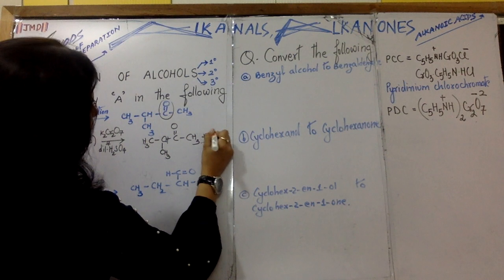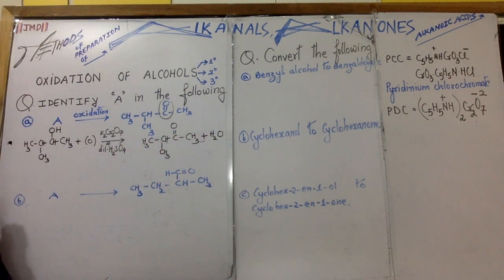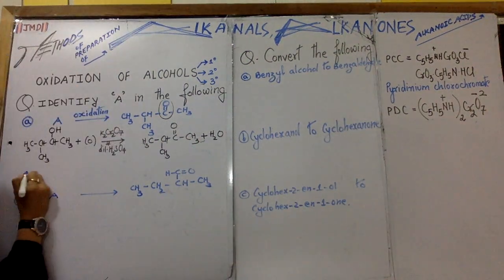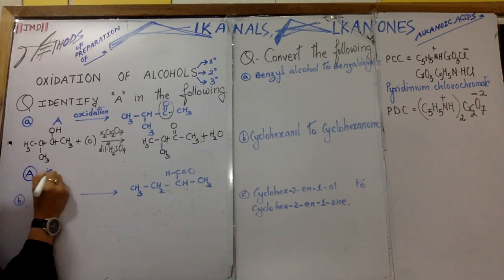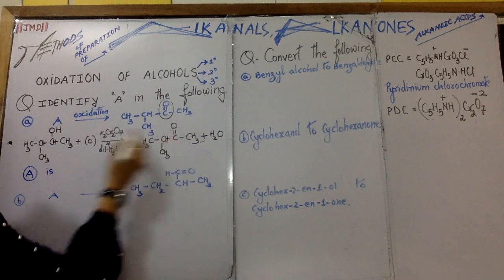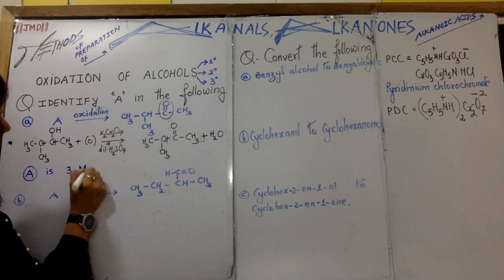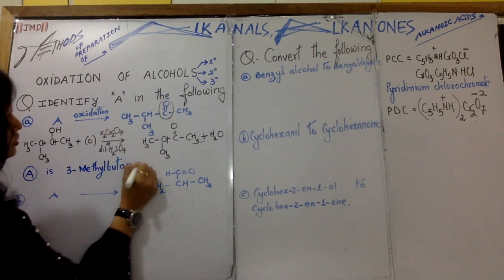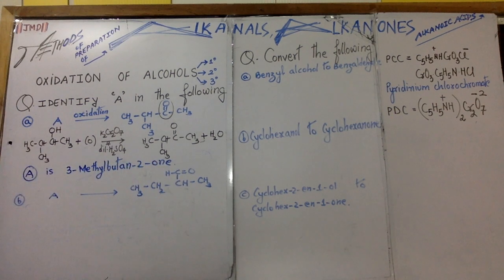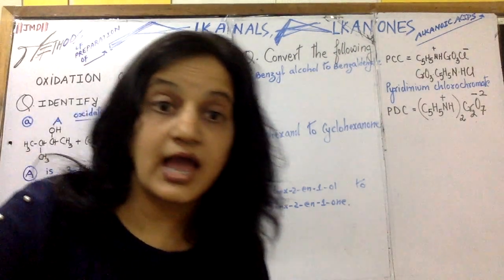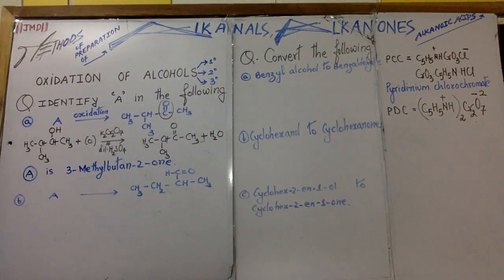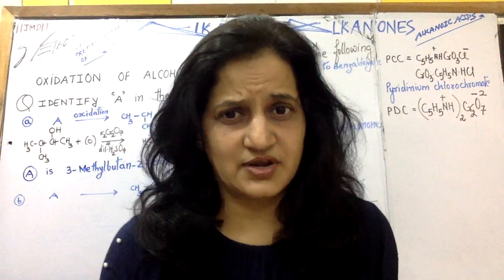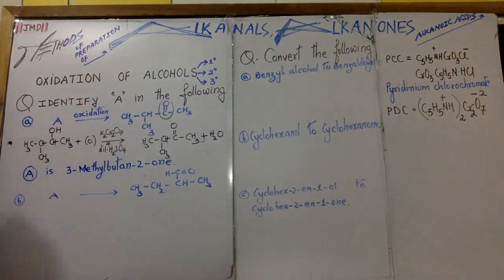Plus water. अब लिख देने का नाम लिख देते हैं उसका. A is 1 2 3 and 2, so 3 methyl butan 2-ol. A is 3 methyl butan 2-ol. Okay, so I think this is quite clear to everyone. It's not difficult as such.